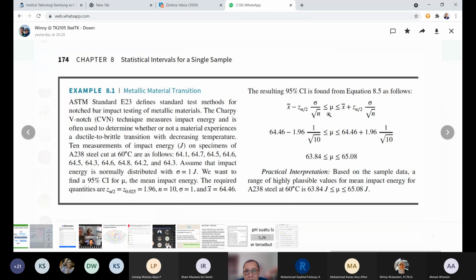So the confidence interval, the 95%, this refers to the confidence level. So distinguish between confidence level and confidence interval. This is the confidence interval, and 100 minus alpha is the confidence level.